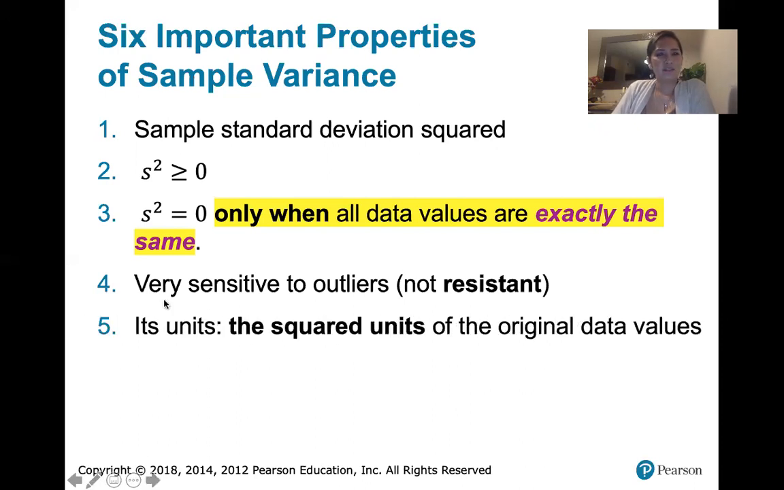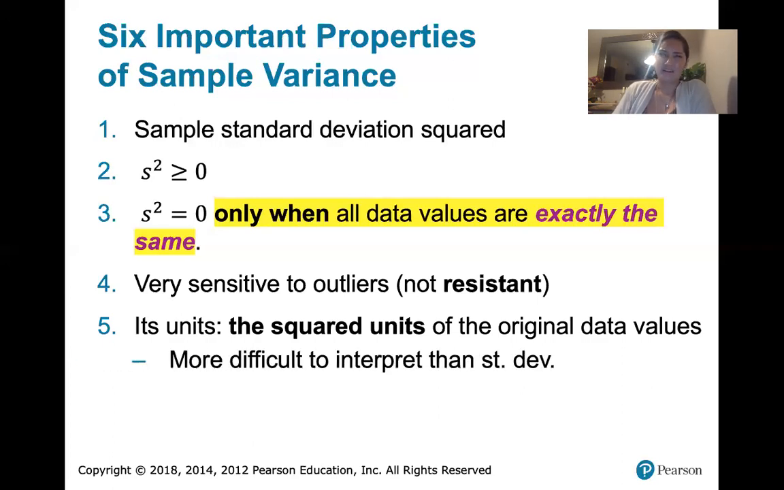Now its units, since we're squaring, the units of the sample variance are not the same as the units of the original data set. They're the squared units of the original data values. So if your original data values were in minutes, your sample variance will be in minutes squared. This makes it a little bit harder to interpret, like what is a squared minute? So it makes it more difficult to interpret than the standard deviation.